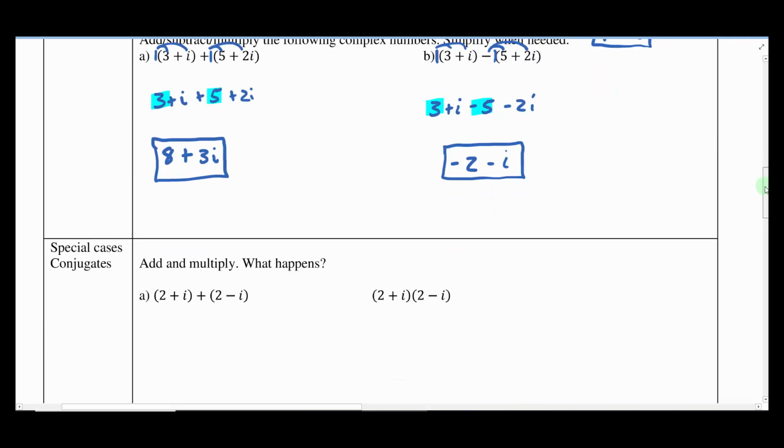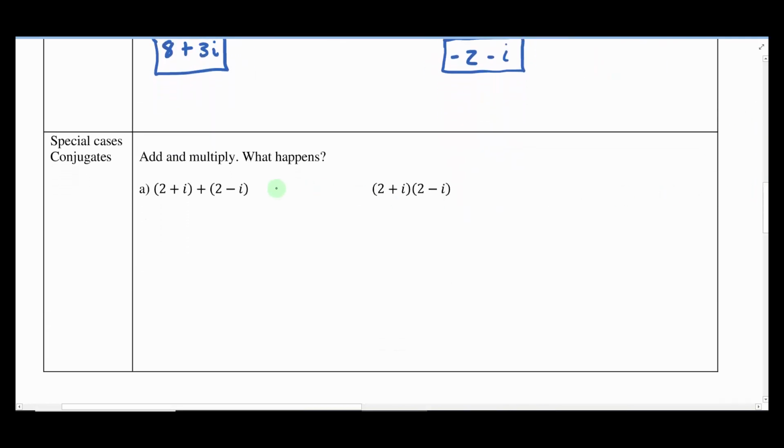Okay, so let's try multiplying. Let's try some multiplying and adding side by side. Okay, and notice over here it says special cases for the conjugates, right? And this word conjugate, all right? So when they talk about conjugates, what they mean is you're going to have one complex number and its opposite, right? So you'll notice here we have 2 plus i. Its conjugate is 2 minus i. So all they did was they changed the operation between the real part and the imaginary part, all right?